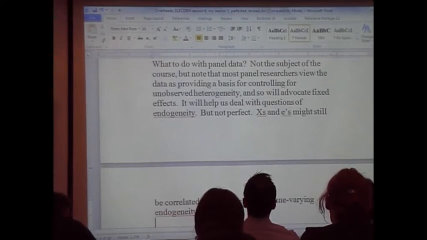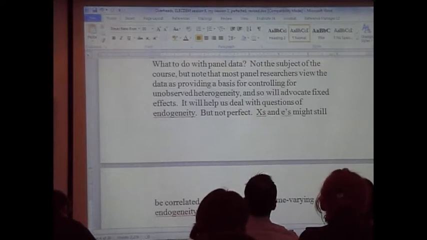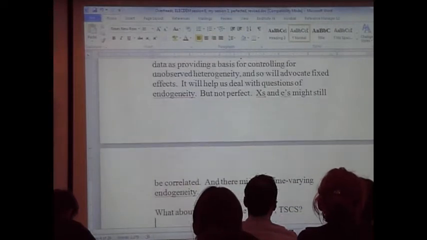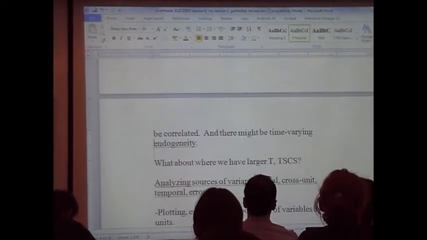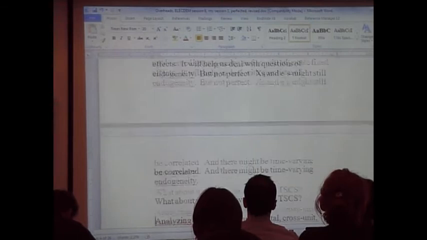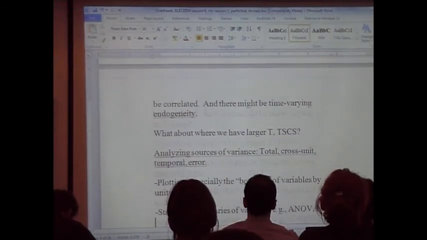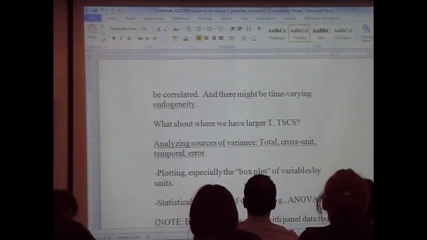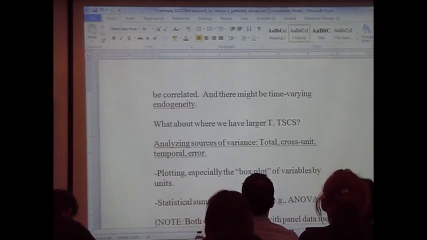as I've already mentioned, a lot of researchers, particularly those coming from a more psychological viewpoint, look at the fixed effects as really, really important for controlling for unobserved heterogeneity, and they will tend to advocate using them. We've got to keep in mind, they're not perfect. The X's and the E's might still be correlated. It might be time varying heterogeneity and endogeneity, and you have all this other trouble we've already talked about in estimation.